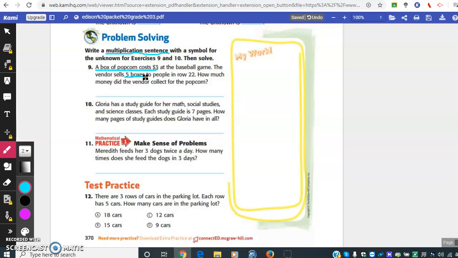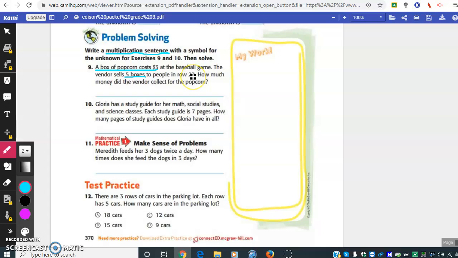Now, a lot of people might look at that and say, hey, Mrs. Knight, there are 3 numbers in this problem, so maybe this is a 2-step problem. And I'm going to say, no. And here's why. This is a story about popcorn, how much it costs, and how many boxes got sold. The 3 is important because it tells me how much each box cost. The 5 is important because it tells me how many boxes the vendor sold.